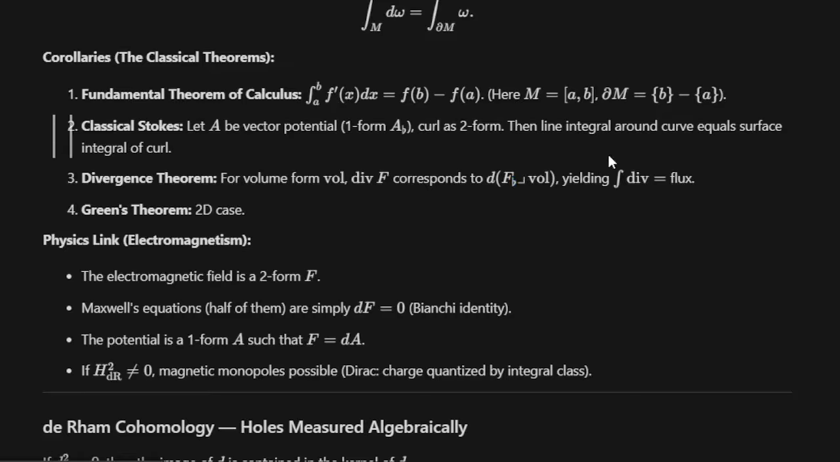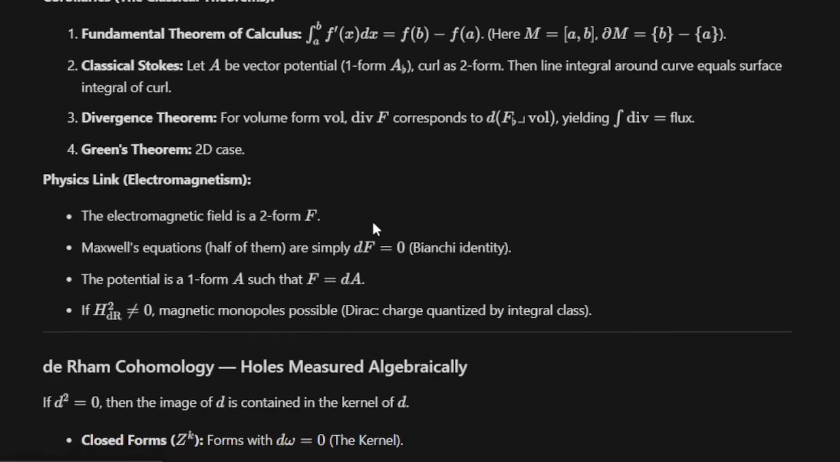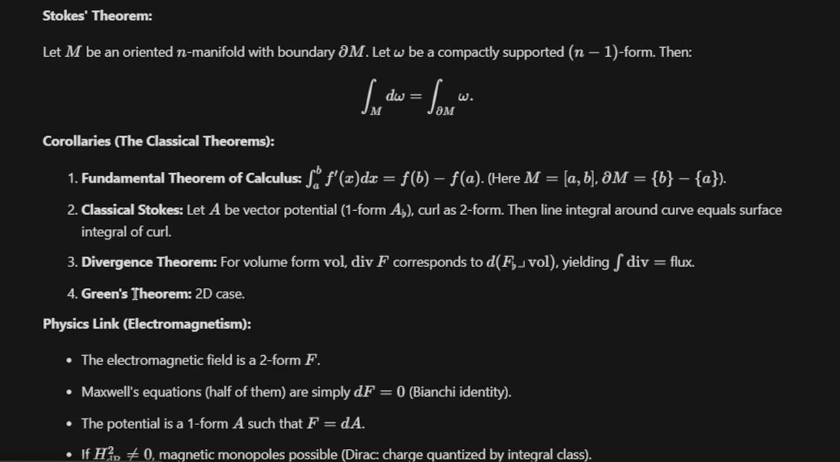Okay, and it's kind of like a structure preserving map, but it yields that the integral of the divergence is equal to the flux. Okay, so that's all essentially what we're getting. Integral of divergence equal to the flux. Also, Green's theorem is just a 2D case of the classical Stokes.